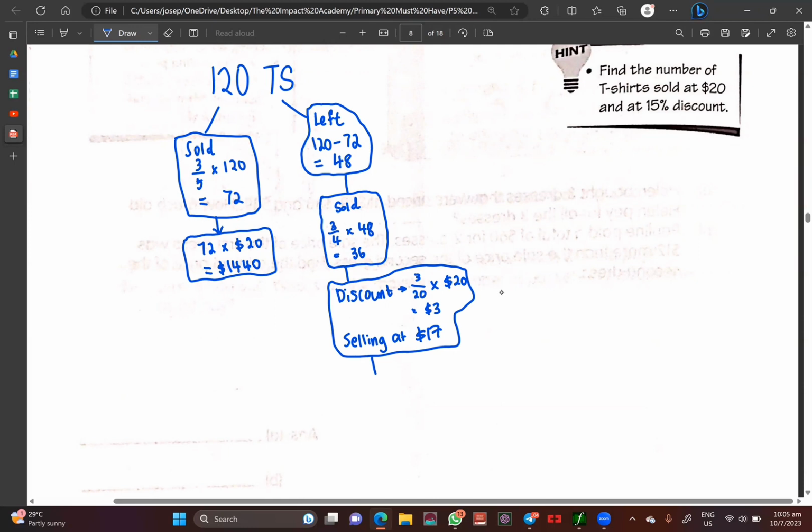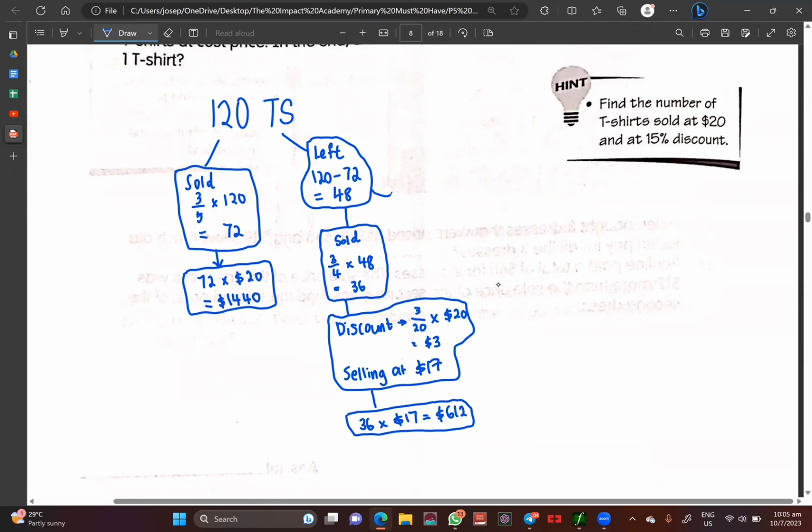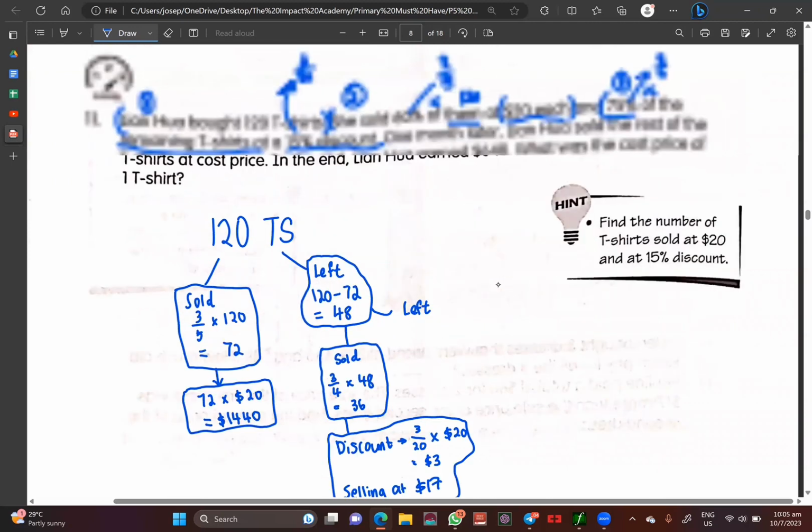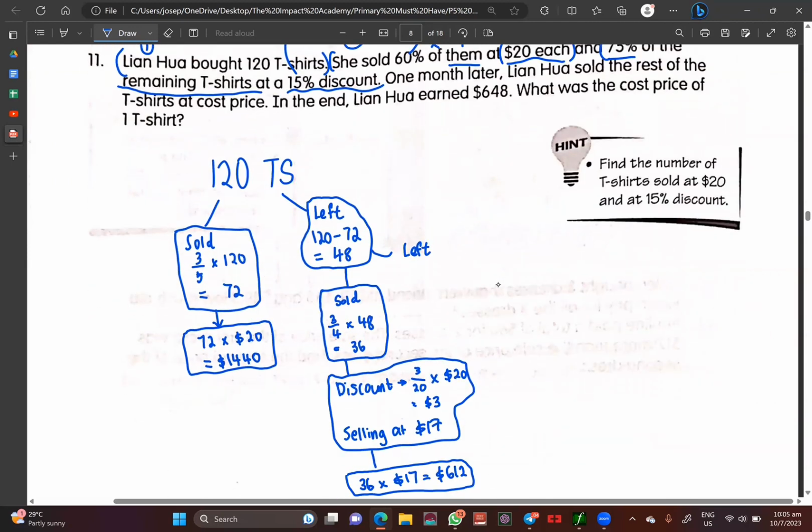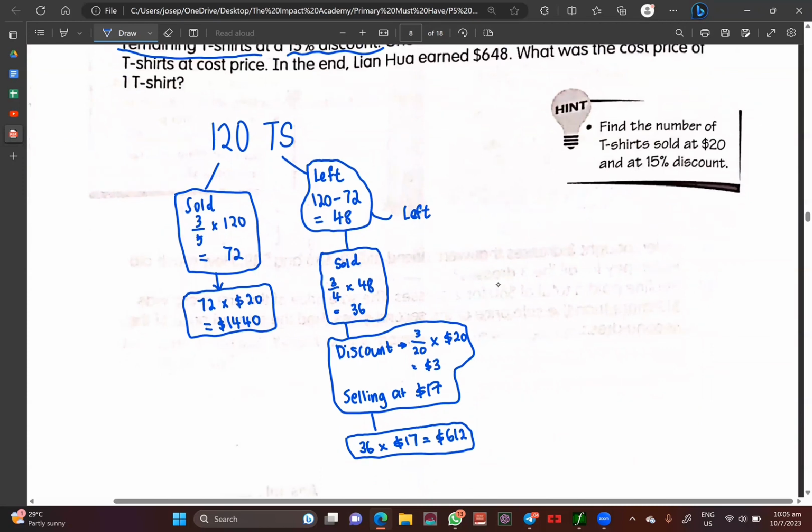This is very important information because with this, now you know that the money she has received would be 36 t-shirts times $17. When I do 36 times 17, I get 612. Again, this is the amount that you will receive. Once I'm done with this, I can ask myself, how many am I left with? Because I didn't sell everything, remember? I only sold 75% of the remaining. So what am I left with? I'm left with 48 minus 36, which is 12.